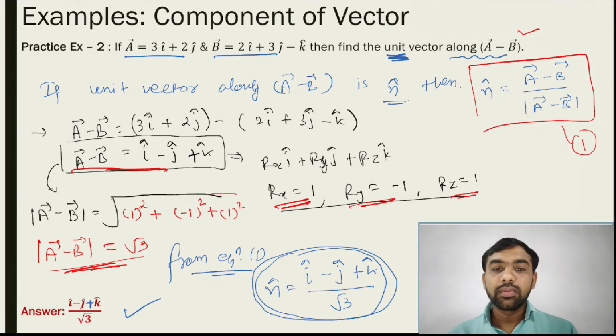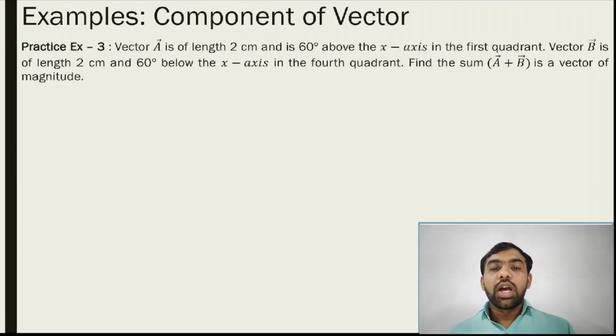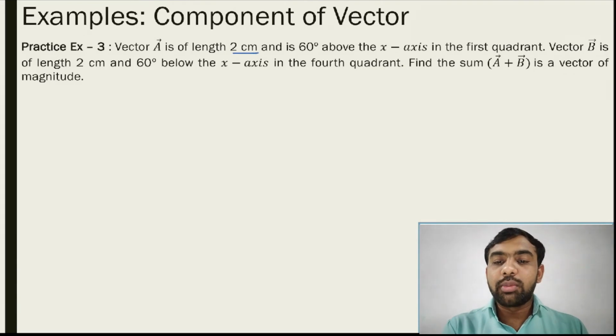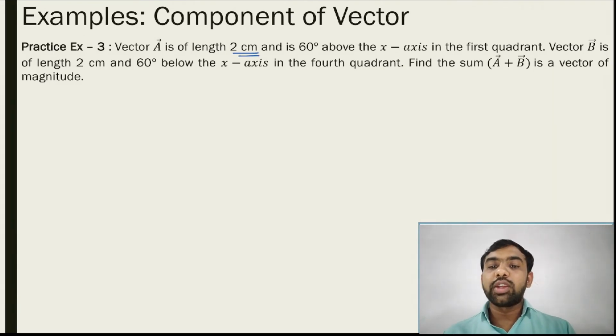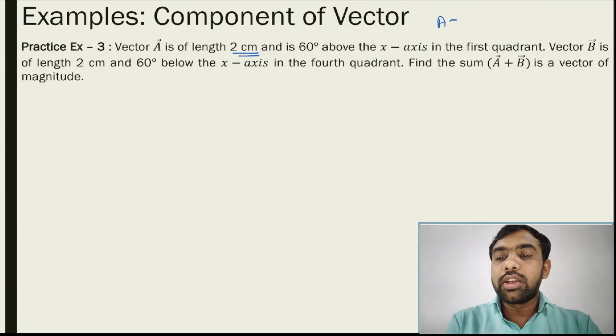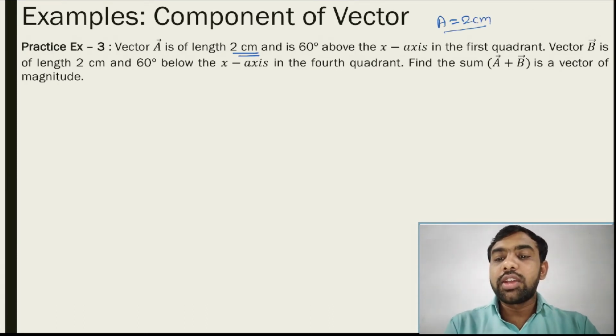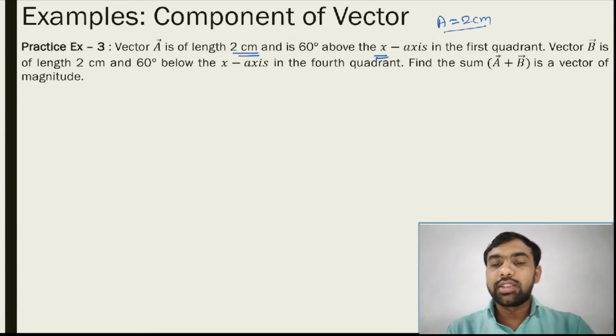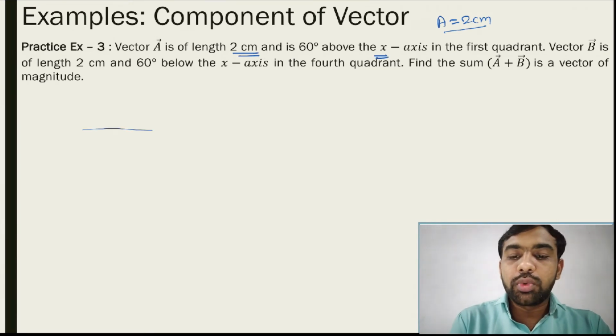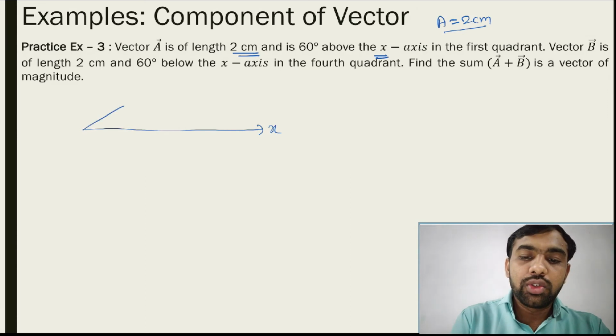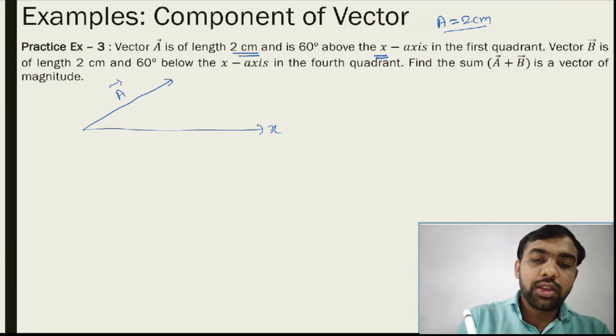Note it. Let's see. A vector A of length 2 cm. कोई वेक्टर है, उसकी लेंथ कितनी है? 2 सेंटीमीटर. मतलब कि A is equal to 2 centimeter, is 60 degree above the x-axis. Above the x-axis. Let's draw this figure. So suppose x-axis is this one. So here is the vector A.